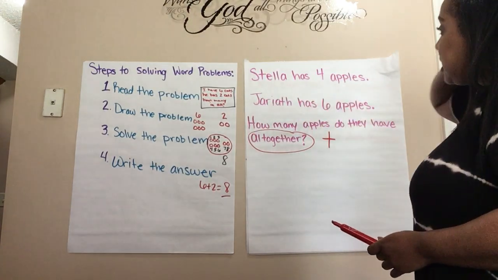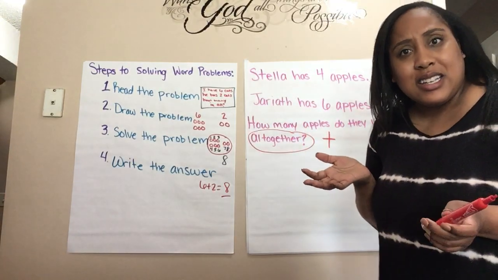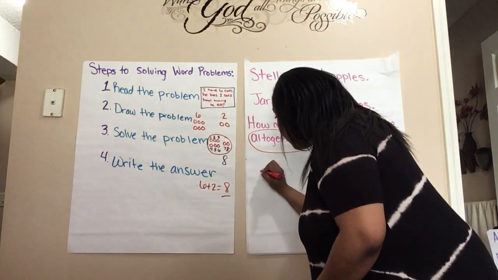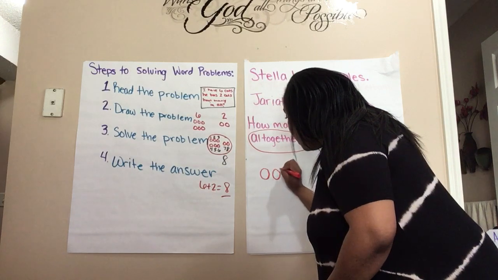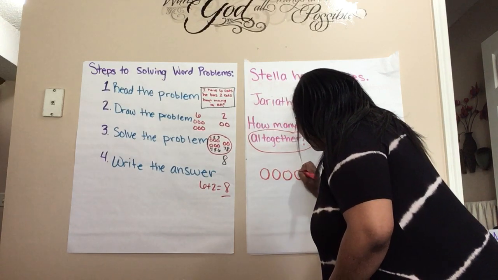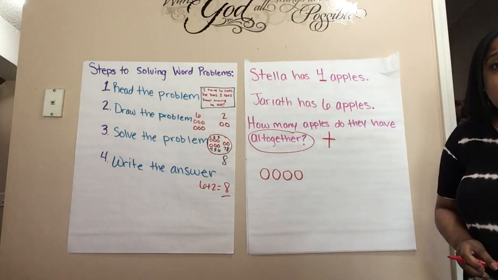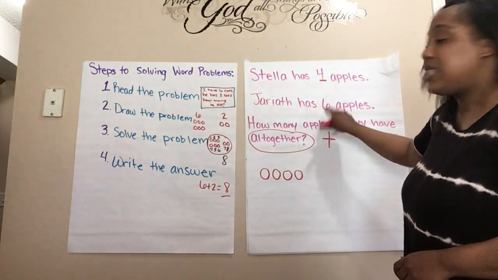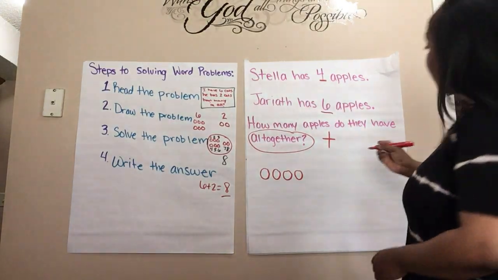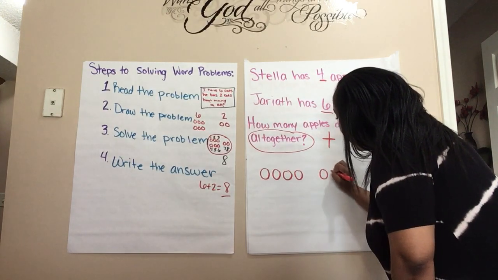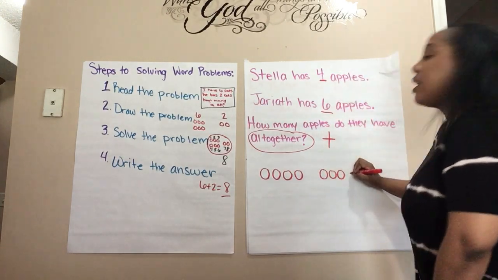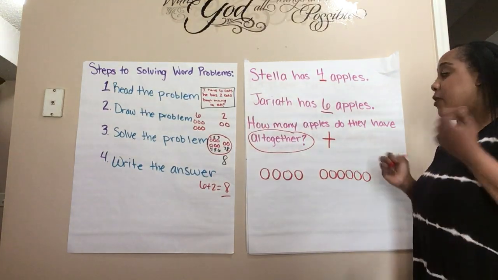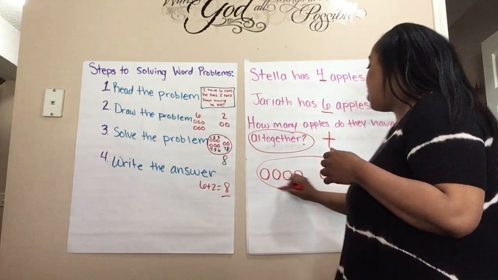Okay, let's draw it out. Stella has how many apples? Yes, Stella has 4 apples. Here we go, Stella, here's your apples. 1, 2, 3, 4. And Goliath has, yes, 6 apples. Okay, Goliath, let's make your apples. 1, 2, 3, 4, 5, 6.